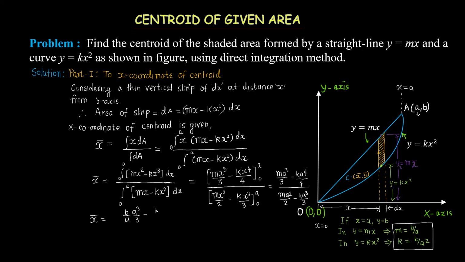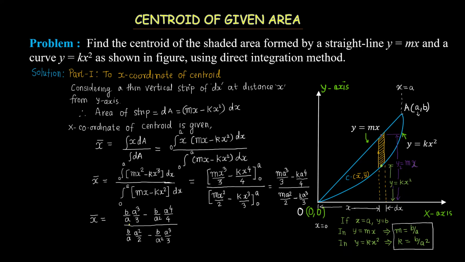So it is b by a square, friends, into a raised to 4 over 4. And then I divide the whole thing by, again m is b by a, friends, a square by 2 minus k, so b square by a. Here again you see k is there, so k is b by a square. So let me put the value of k as b by a square times a cube by 3.